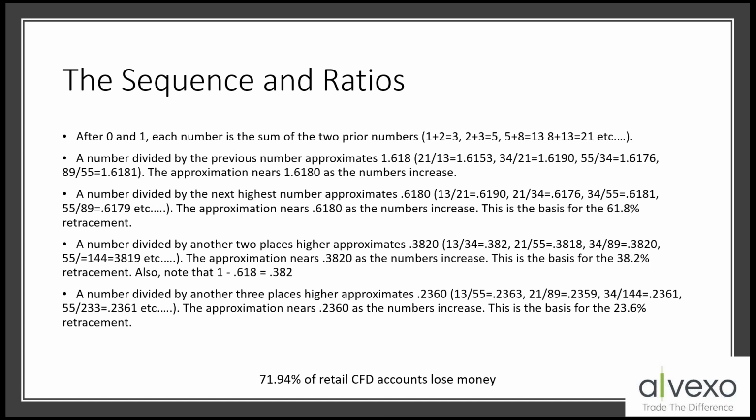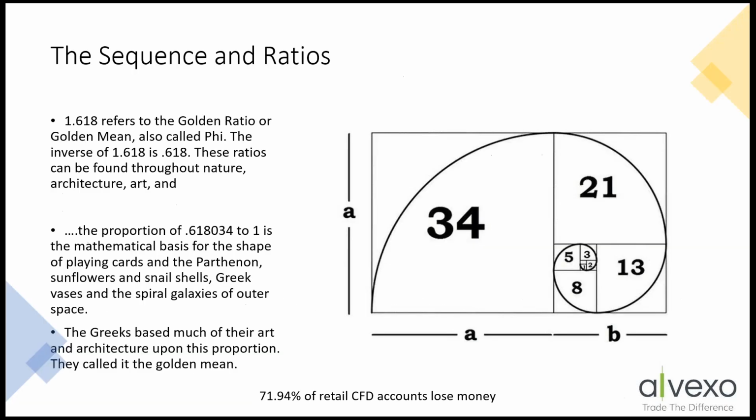So what are the prime numbers in the Fibonacci ratios? 1.618, 0.618, 0.382, 0.236. And it keeps going on and on. However, you can go 1.618 and divide it, and just add on more differences in between.